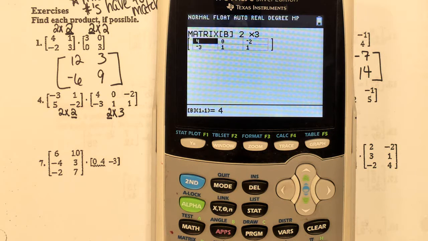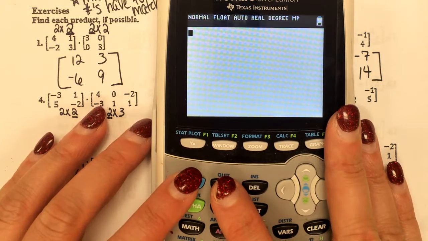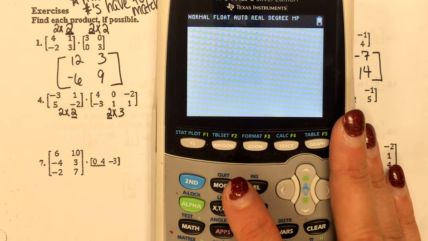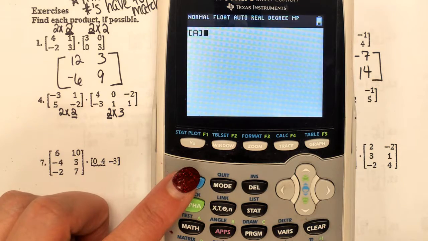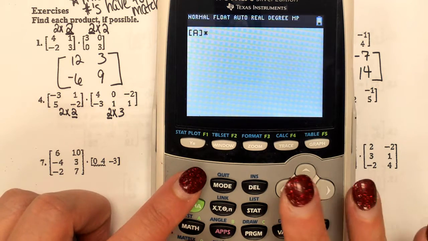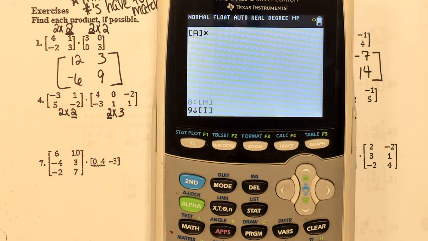All right, your calculator's in edit mode. How do you get it out of edit mode? Second, quit. There you go. And then you need to tell your calculator to multiply those for you. So you hit second matrix, enter on the first one, times second matrix, and go down to the second one and hit enter.